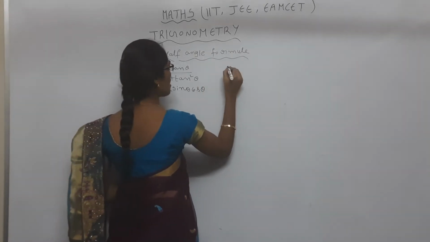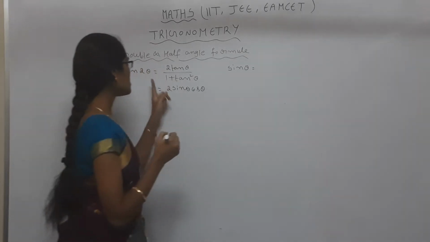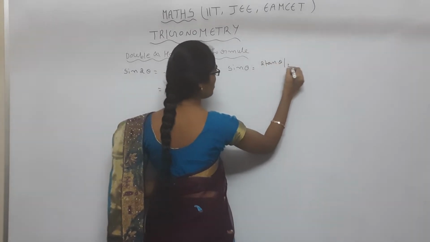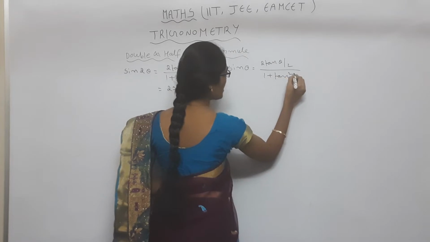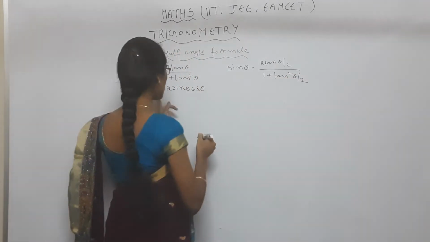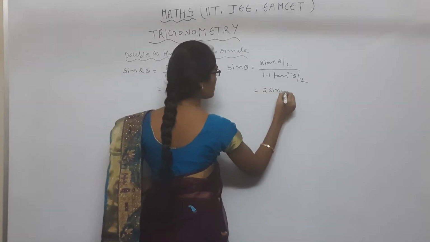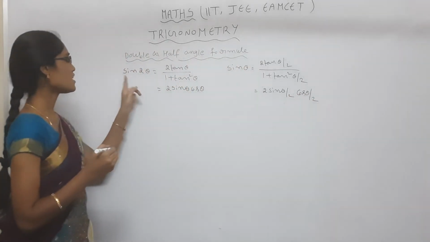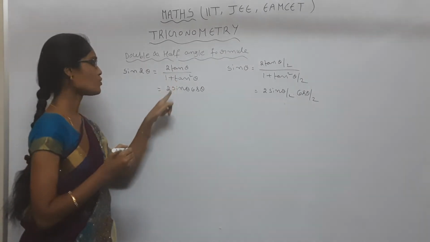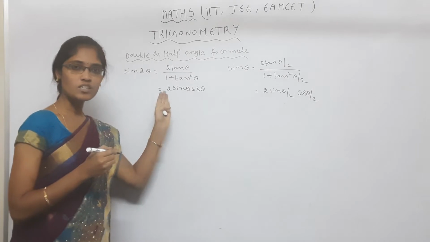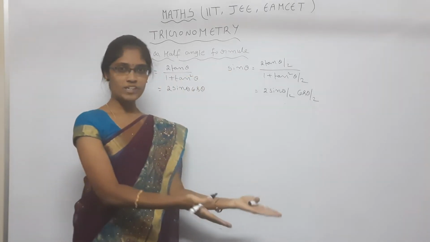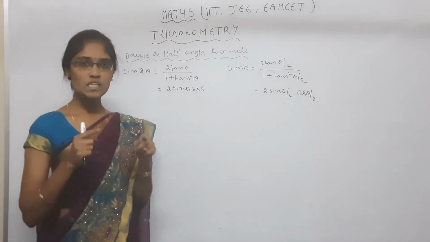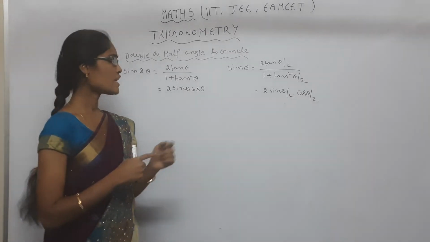Now the half angle version: sin theta is equal to 2 tan theta by 2 by 1 plus tan square theta by 2, and in terms of sin and cos, 2 sin theta by 2 into cos theta by 2.